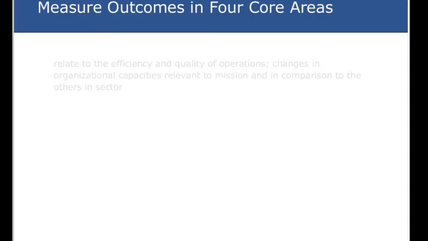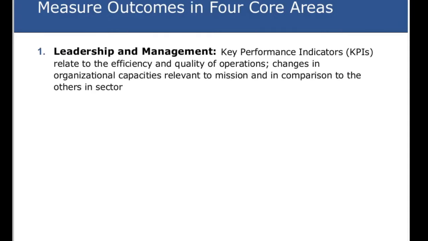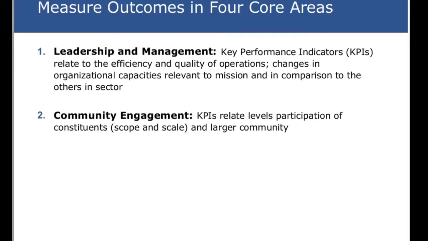One can measure in 4 core areas. In the area of leadership and management, here you're looking for key performance indicators, and remember that key performance indicators are observable, measurable characteristics of the person or of the situation, which can be linked to the change that you are moving towards as an organization. So in the area of leadership, this would be key indicators or measurements that relate to the efficiency and the quality of your operations, the changes in your capacity or expertise that are relevant to your fulfillment of your mission and in comparison to others within your sector.